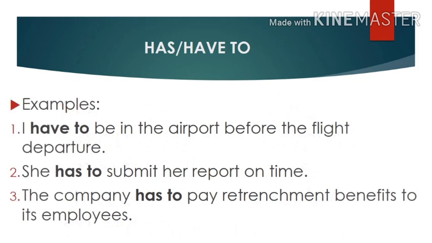Examples for has and have to. Number 1. I have to be in the airport before the flight departure. Number 2. She has to submit her report on time. Number 3. The company has to pay retrenchment benefits to its employees.